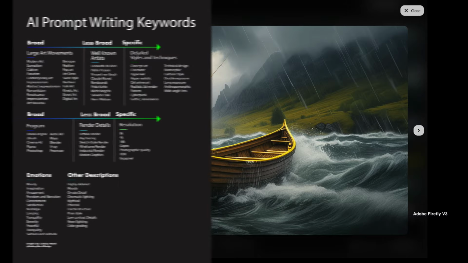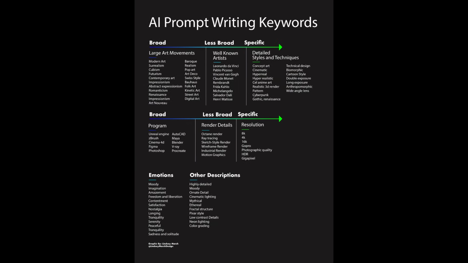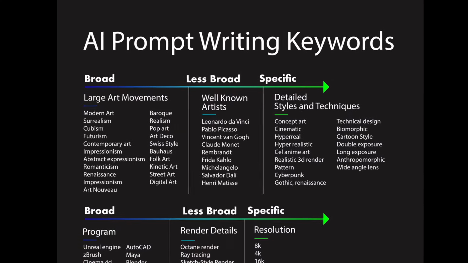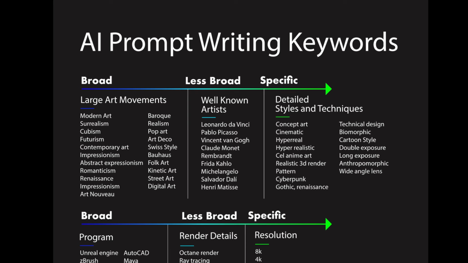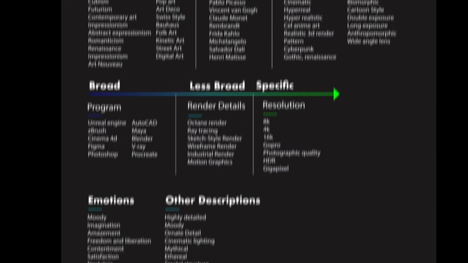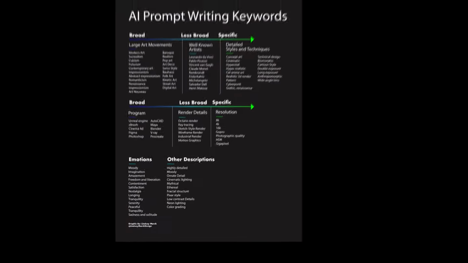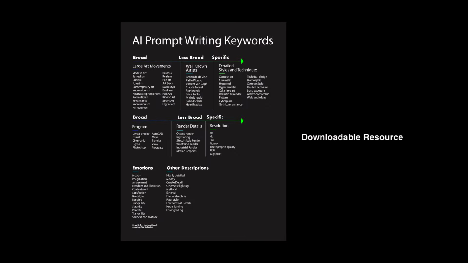Within prompt writing, you could start off with broad keywords and topics by stating your main subject matter. Then you can get more detailed, describing what that subject matter will look like. You can explain the style in which that subject matter is drawn or illustrated with. You can drill this down even further by explaining the emotions that are behind the subject matter. I created an AI prompt writing keyword cheat sheet that shows kind of this in action.